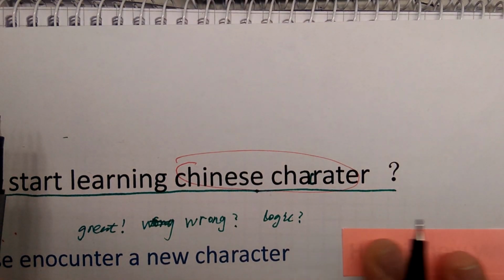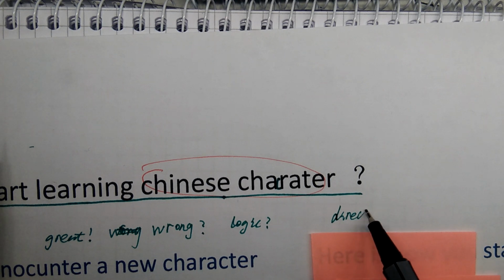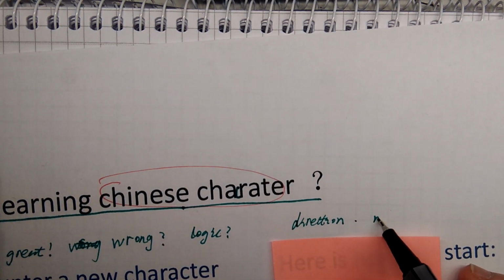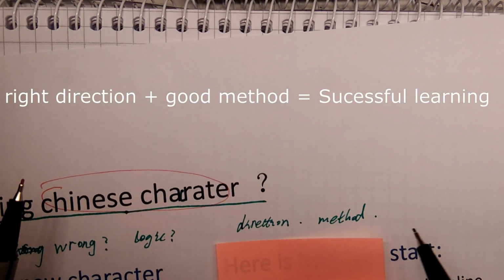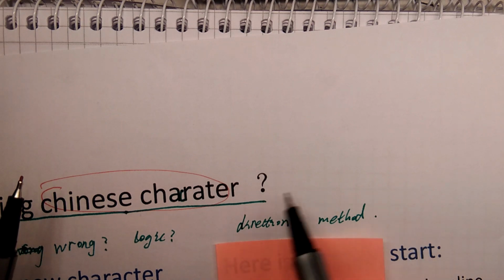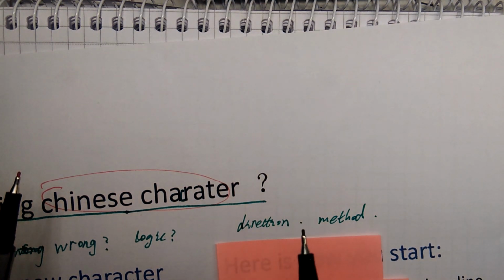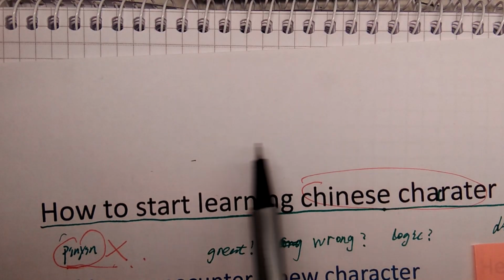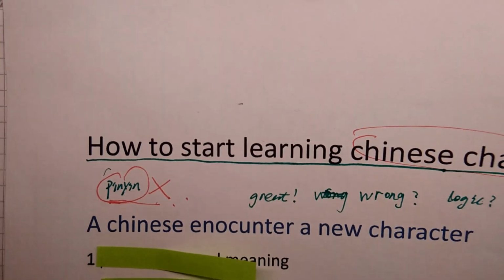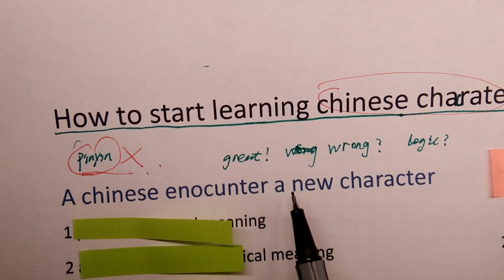Please keep watching. Some people may have found the right direction and the right methods, so they learn Chinese very efficiently. I hope you can also go in the right direction with efficient methods, so you can make your learning process more pleasant. So now, to answer this question, I would like to talk about what a Chinese person does when they encounter a new character.